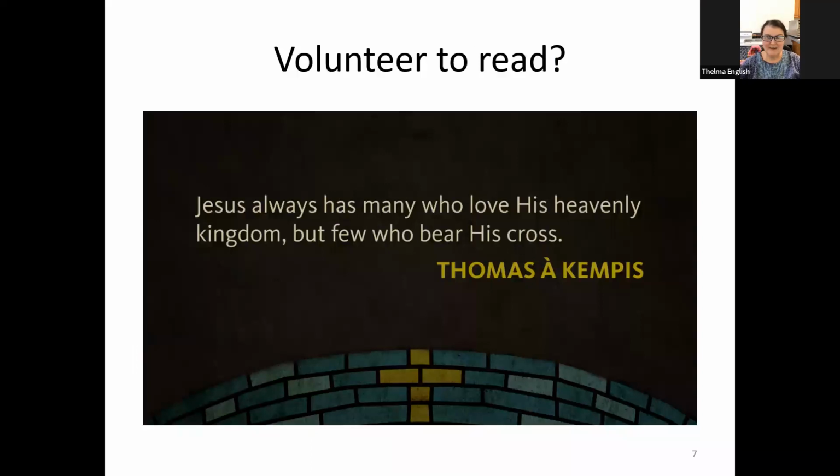Do volunteer to read. Raise your hand now and let your mom or your facilitator teacher write your name down now. Write it down so that next week you will be asked to read. Jesus always has many who love his heavenly kingdom, but few who bear his cross. Truer words never spoken. Isn't that great? Okay, I pray somebody has volunteered. You've got your name written down. Next week, when you come to the Thomas à Kempis screen, it will be your turn to pause the video, and you can stand up and read the devotion that you have selected.